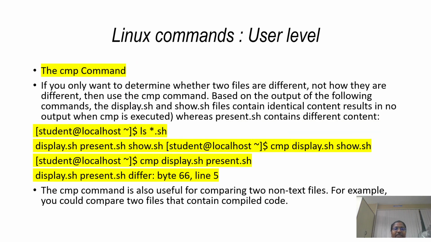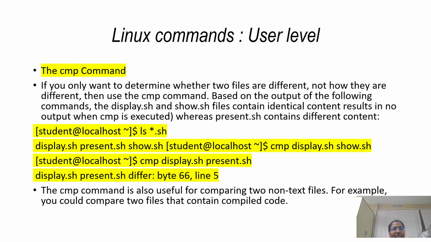The next one, the cmp command, that is compare. If you only want to determine whether two files are different, not how they are different, then use the cmp command. Based on the output of the following commands, display.sh and show.sh contain identical content, which results in no output when cmp is executed.